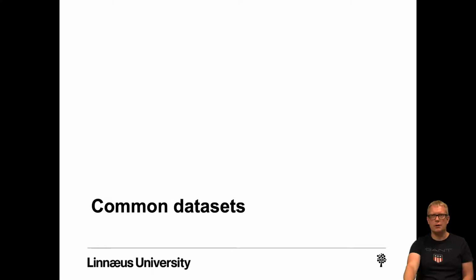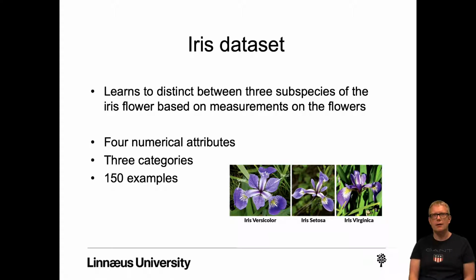When we work with machine learning, we usually encounter a couple of common data sets. The hello world problem of machine learning is what we often call the iris dataset. In this dataset, we learn to distinguish between 3 subspecies of the iris flower based on measurements on the flowers. So we have 3 categories: iris versicolor, iris setosa, and iris virginica, and we have 4 numerical attributes, which are measurements on the leaves in the flowers. The dataset consists of 150 examples, 50 of each category, so it's a balanced dataset.